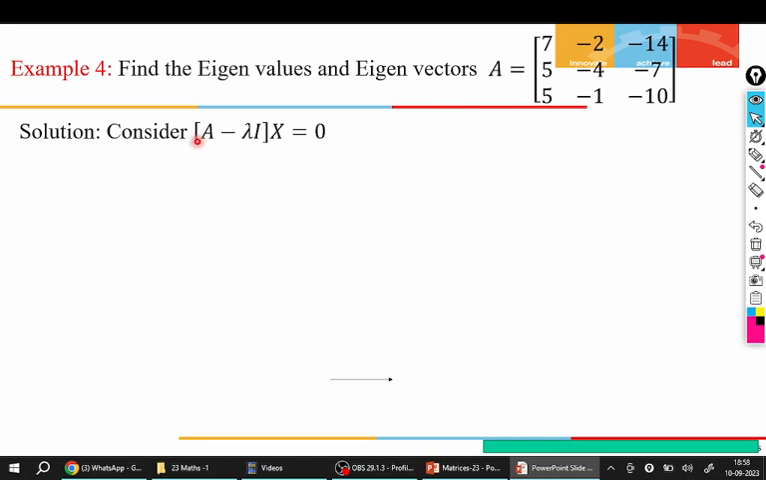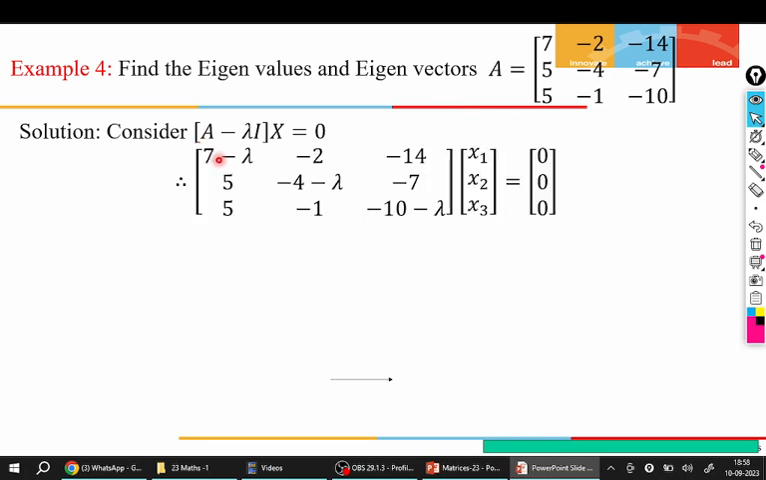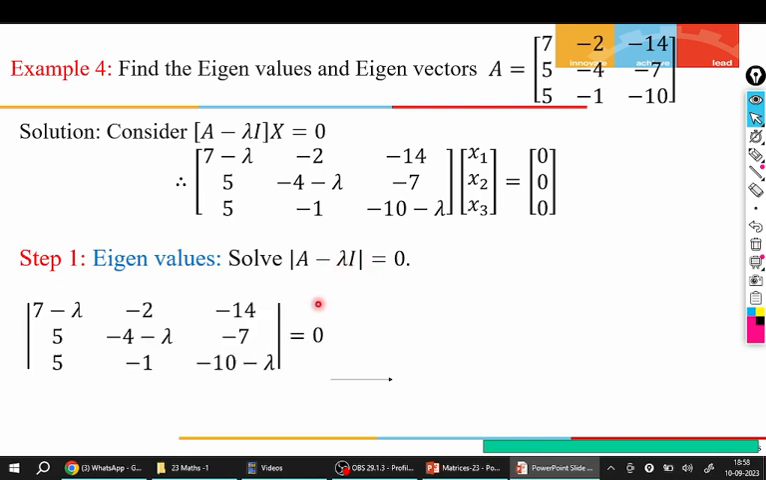So step number 1, we should solve determinant A minus lambda I equal to 0. If we solve this determinant, directly using the shortcut formula, we get lambda cube plus (sum of diagonal elements, which is 7) into lambda square plus (sum of minors of diagonal elements, which is 15) minus (determinant of A, which is 9). So you'll get this equation. This is a cubic equation.